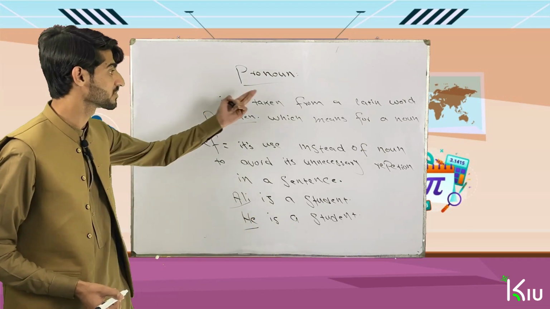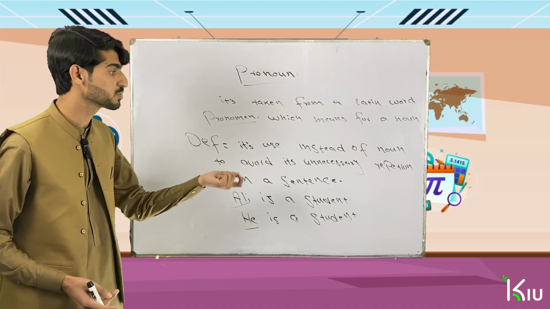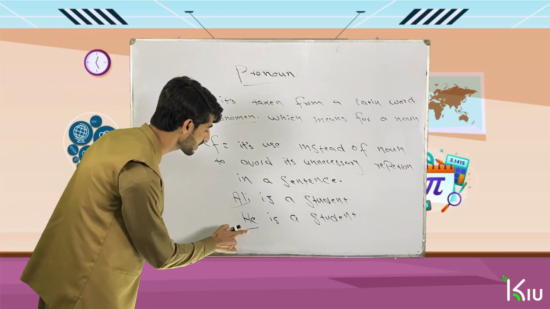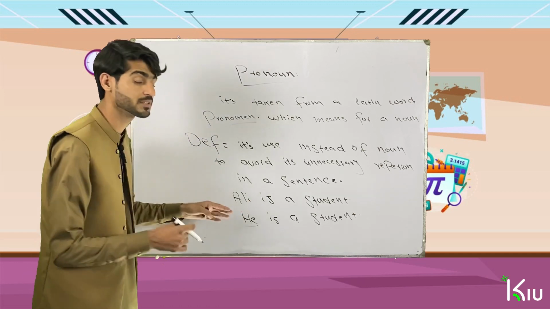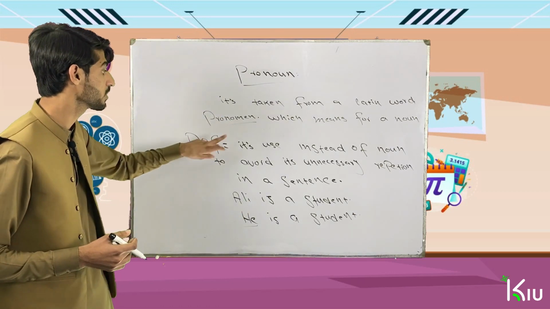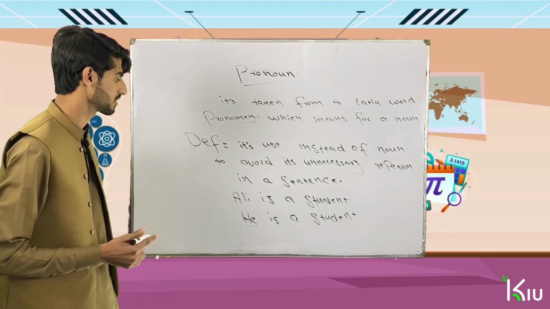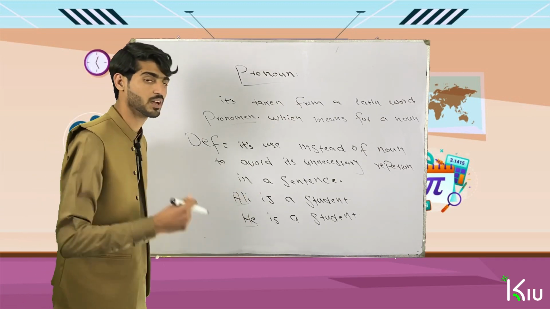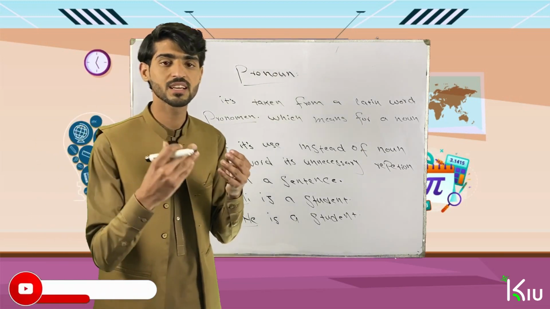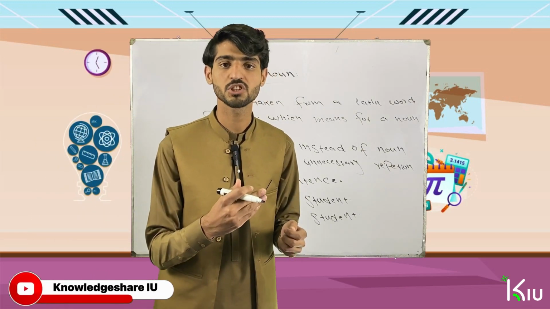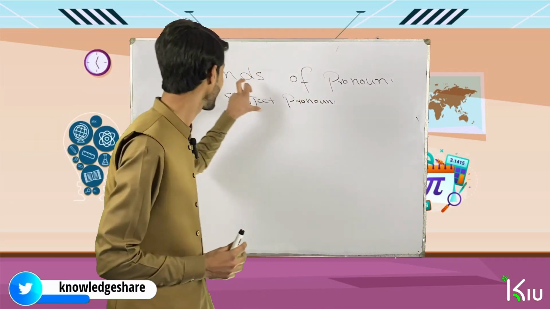So pronoun, it is taken from a Latin word pronomen, which means for a noun. Okay, definition, it is used instead of noun. Here I use he for a noun, okay? Because I don't want to repeat this noun again and again, so for that I'll use pronoun. So it is used instead of a noun to avoid its unnecessary repetition in a sentence. Here, if I say Ali is a boy, Ali goes to school, Ali plays cricket. So in these sentences, this noun will repeat again and again. So if I want to stop that repetition, for that I will use pronoun.